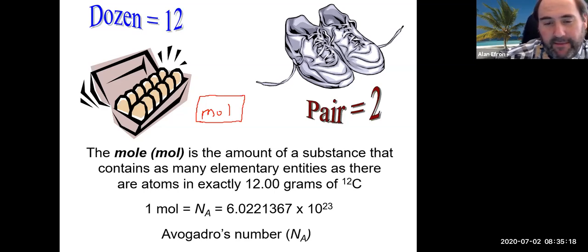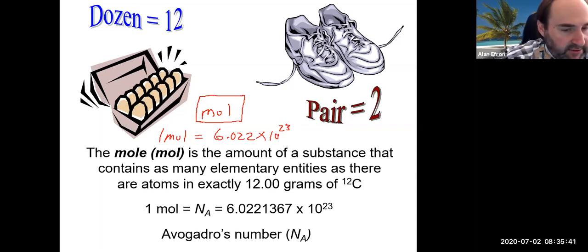But when we talk about chemistry, the word mole actually does represent something, and it represents that number on the bottom there. In most cases, we do round that. One mole of anything will equal 6.022 times 10 to the 23, and that number is Avogadro's number. Again, that's usually how it gets rounded, right about there, 6.022 times 10 to the 23.